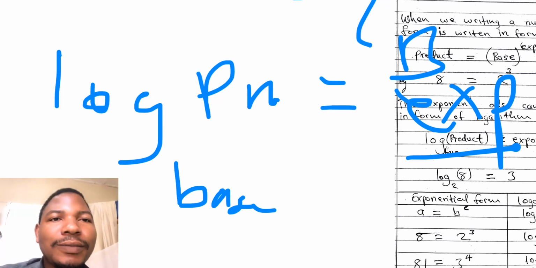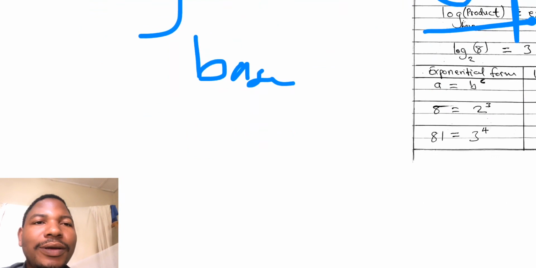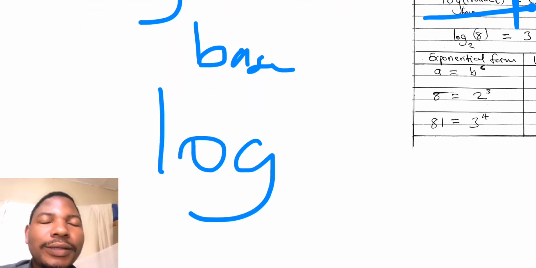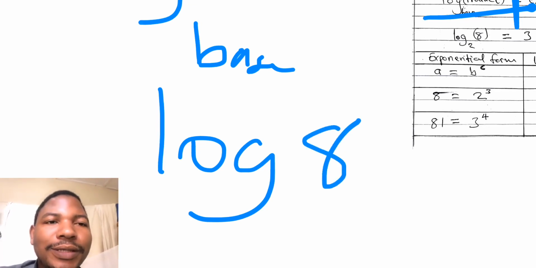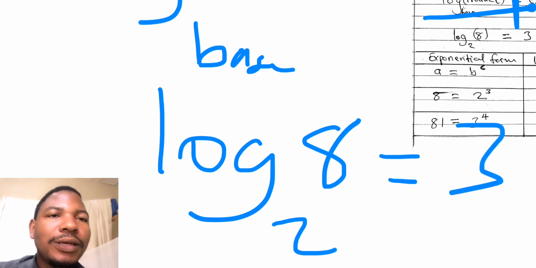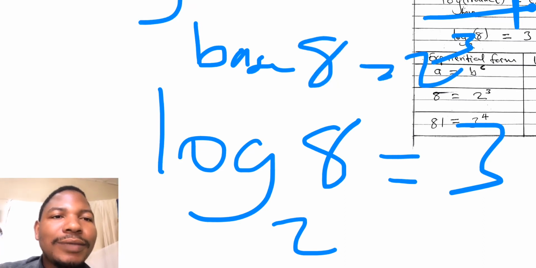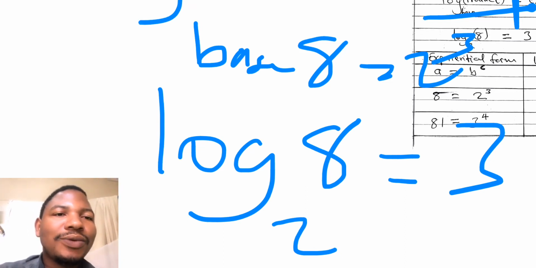This is a logarithm. Okay, so the question will be like this: log product. What is the product? Our product is 8. Base, what is the base? 2 is equal to exponent. What is the exponent? Exponent of 3. That's why instead of writing 8 is equal to 2 exponent 3, I can write log 8 base 2 is equal to 3, like this. Log 8 base 2 is equal to 3.